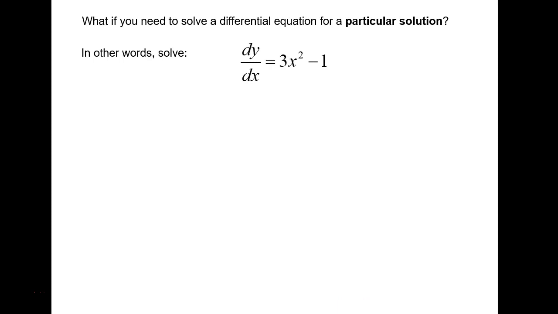But what if we had a question like this? So we have a differential equation because it's got a derivative in it. dy dx equals 3x squared minus 1. If we were to solve this, what we would want to do is integrate both sides.